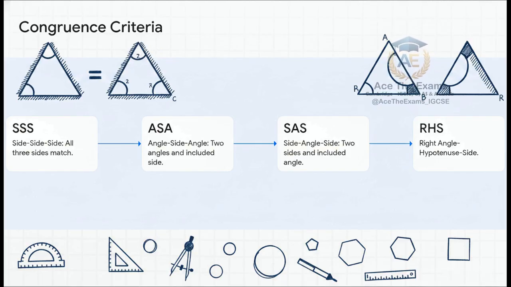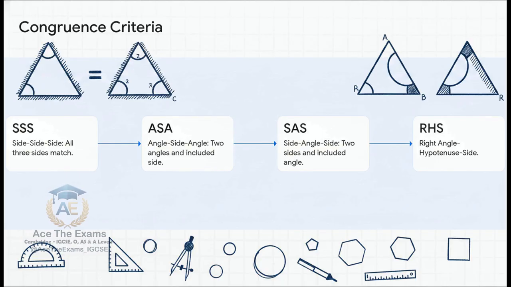Second is ASA, angle, side, angle. That's 2 angles and the included side between them matching. Third is SAS, side, angle, side, which is 2 sides and the included angle matching. And finally, RHS, right angle, hypotenuse, side, specifically for right angle triangles where the hypotenuse and one other side match. Memorizing these 4 steps is the absolute key to locking down these geometric proofs.